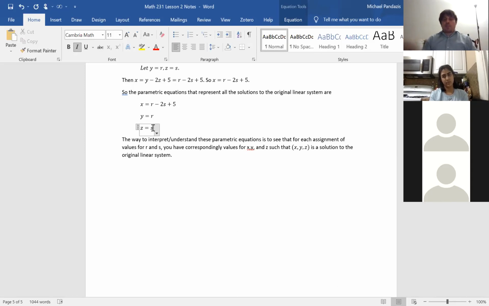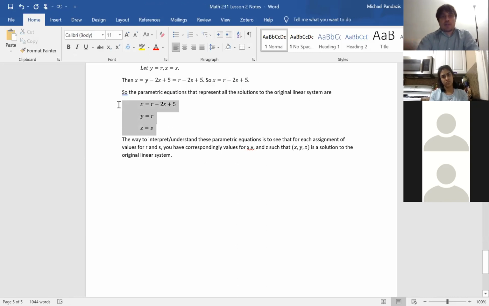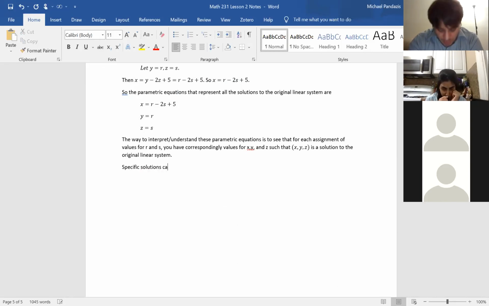And so in that way, we represented infinitely many solutions, an even larger infinity, using parametric equations. We needed two parameters to express this infinity because it's even larger than the other one, which only required one parameter. Make sense? Okay, so specific solutions can be obtained by choosing values for each parameter.